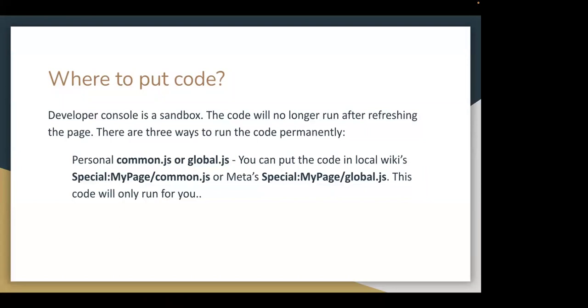Initially we used the developer console, which is a sandbox, but the code will no longer run after refreshing the page. So there are three ways to run the code permanently. First, you can put it in your personal common.js or the global.js. There are two pages, one is common.js and the second is global.js. You can put it in either of them. For global.js, you have to put it on Meta-Wiki only.